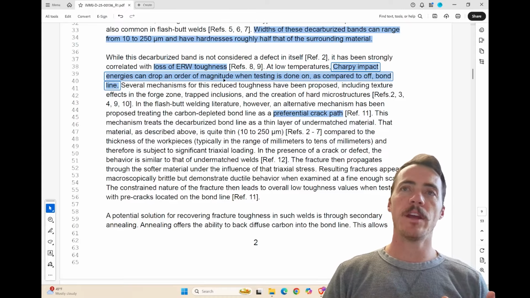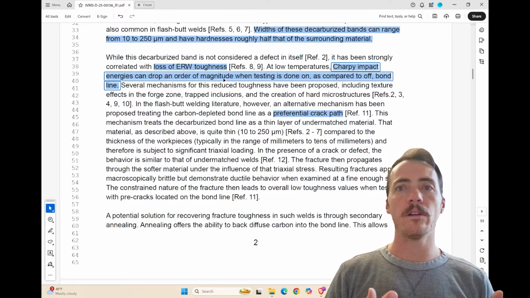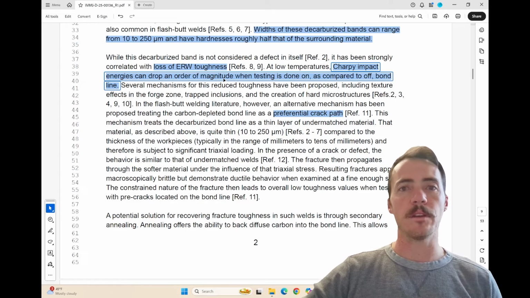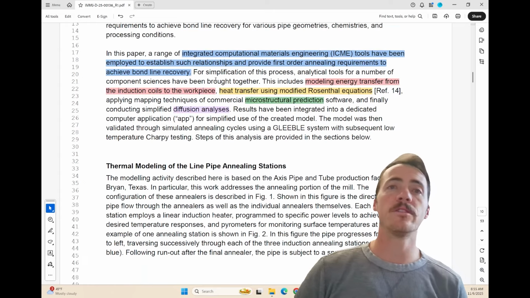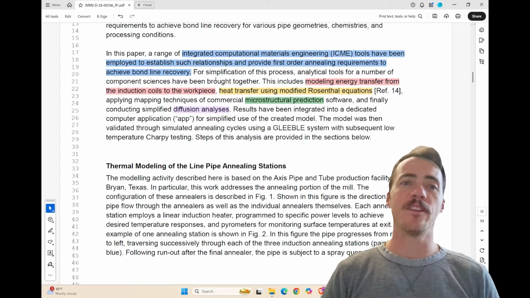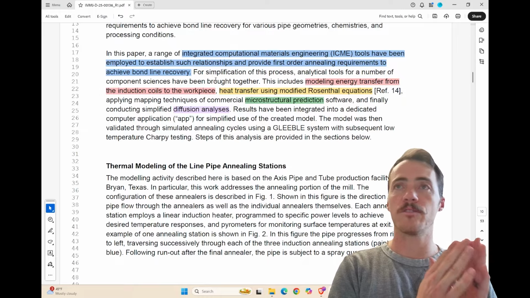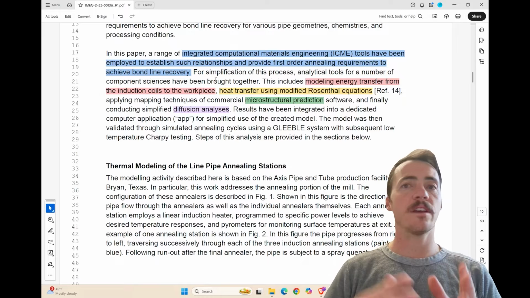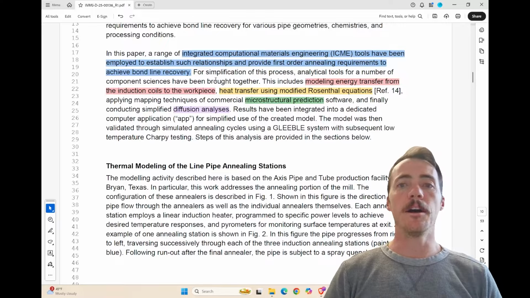This paper's about understanding how do we just design our weld to minimize the damage from this. They take an ICME approach. Now, if you're a reader of this journal, you know that that means that they're going to take a bunch of tools that tackle different areas of the process, from modeling properties to process to the final microstructure.